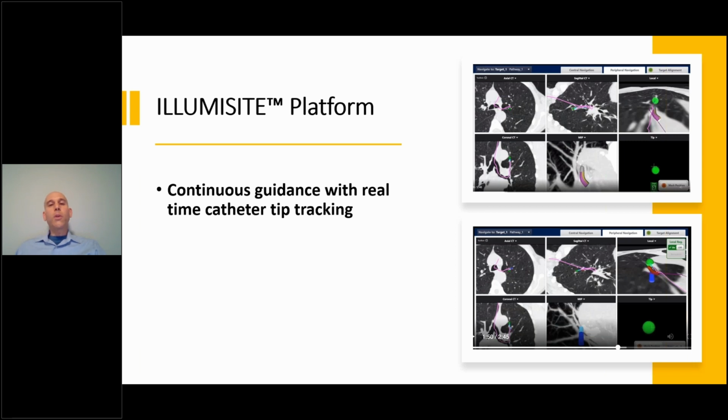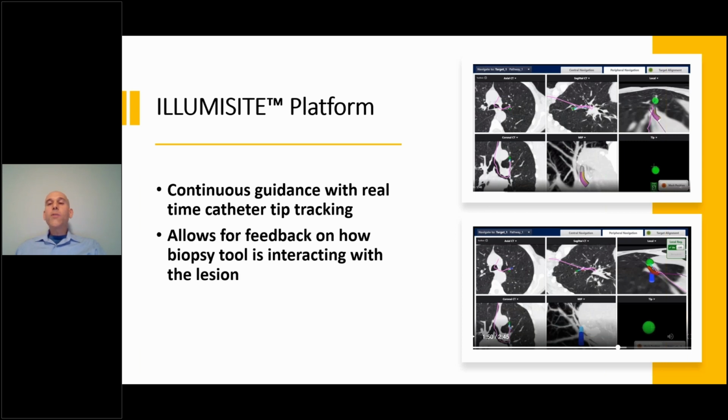So when you remove the locatable guide, instead of seeing what we've seen previously with superDimension, which is kind of an error message saying you're no longer in the sensing volume, and the screen kind of goes static, you're now able to see the magenta yellow catheter change into this blue catheter, as shown here on the bottom. And this allows you to get continuous guidance, so you can see what the tip of the catheter is doing in relationship to the lesion. So that gives you real-time feedback. You can see how the biopsy tool and the lesion are interacting in real time.